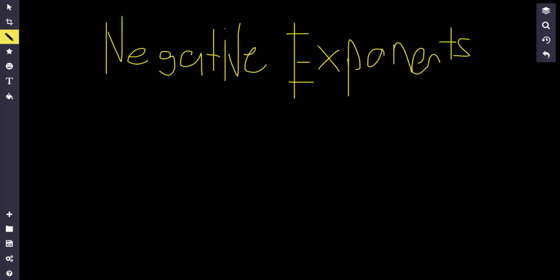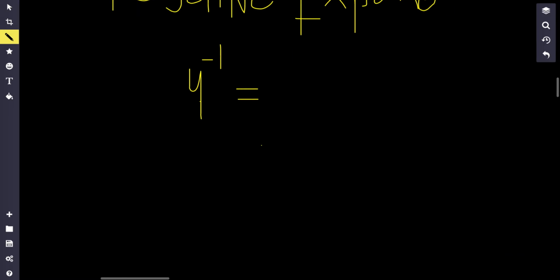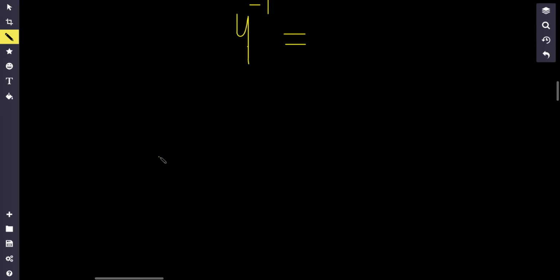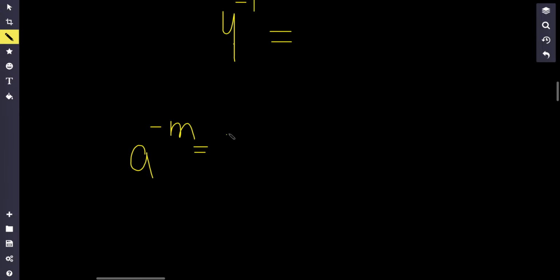Let's learn about something you might have expected to never exist, and that's the idea of negative exponents. So let's say we have 4 to the negative 1 power. What is this going to be equal to? Well, whenever you're doing negative exponents, let's say that I have a to the negative m power, so a to some negative integer value. Well, this is going to be equal to 1 over a to the m power.